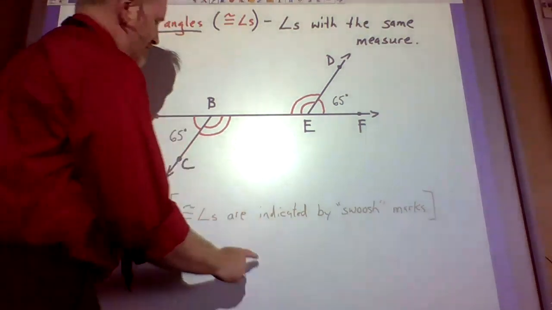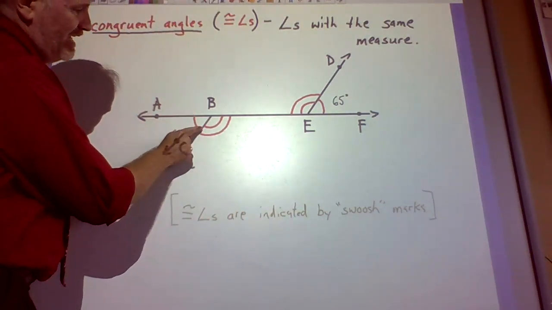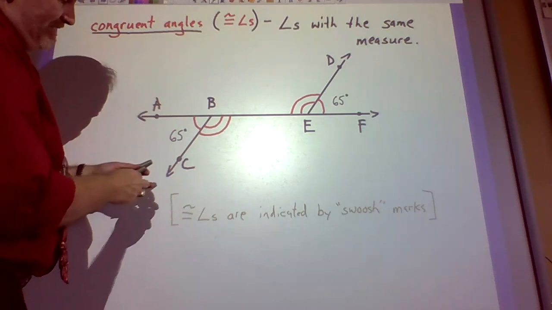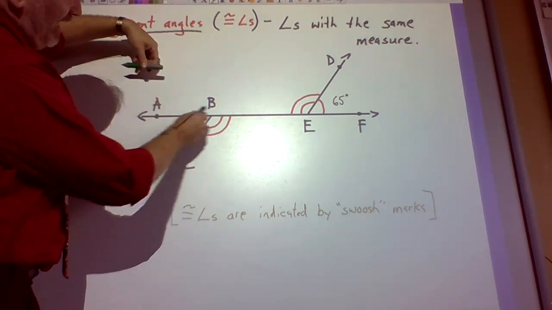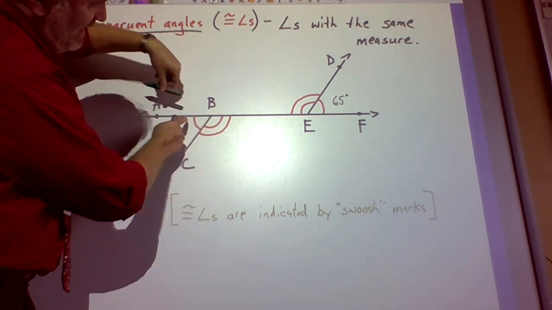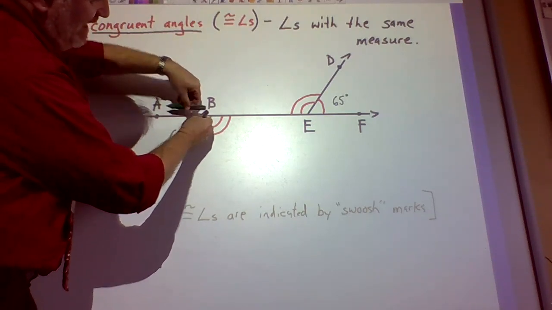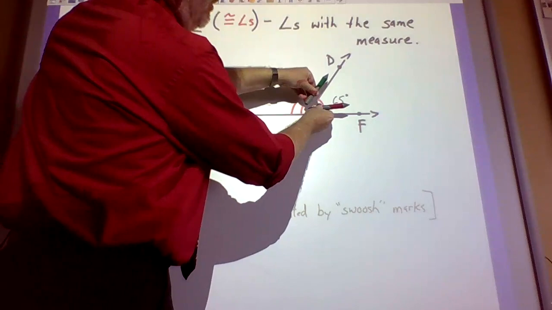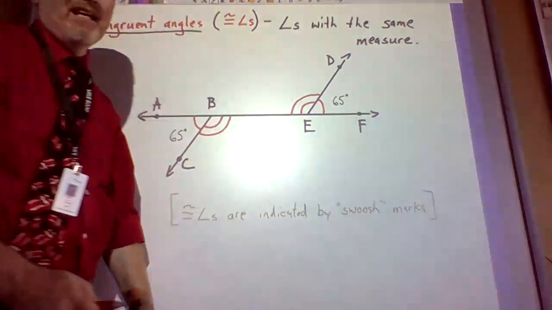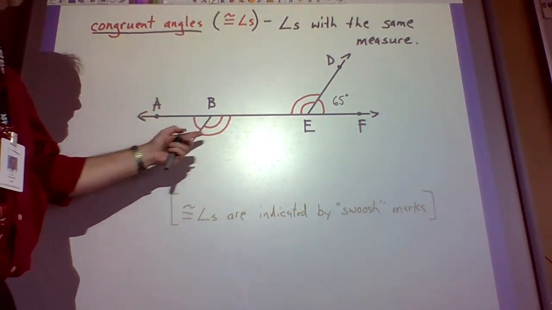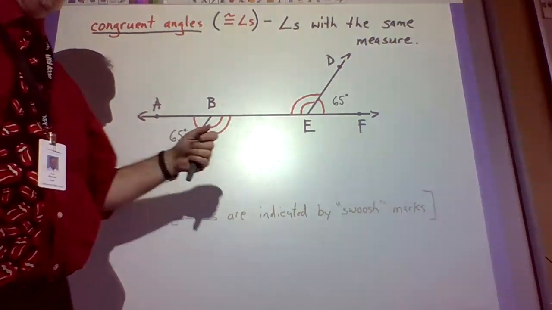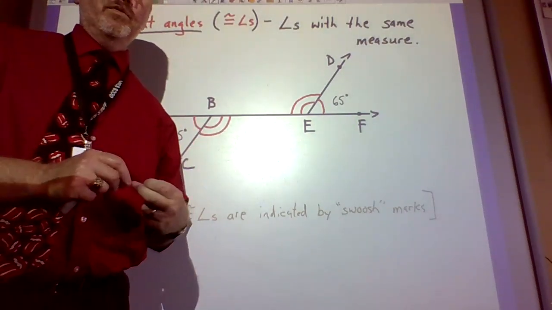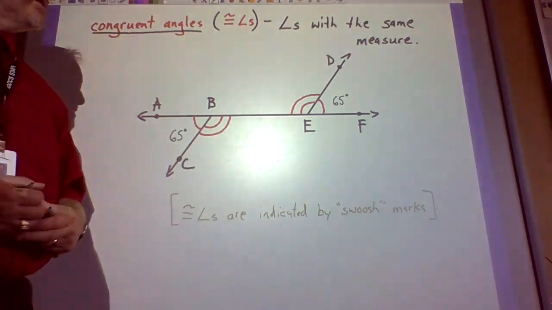All right. So you see this swoosh right here? That means this angle ABC, it has one swoosh in it. And you see this angle over here has one swoosh in it. Those two angles are congruent, or they have the same measure. And actually, I even indicated the measure. They're both 65 degrees. So one swoosh means those two guys are the same.